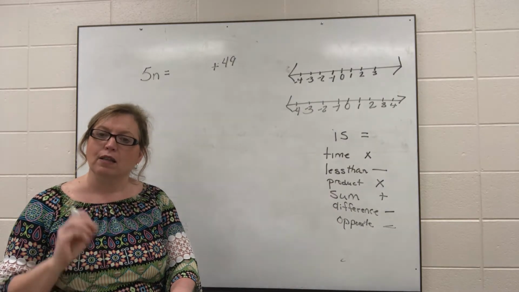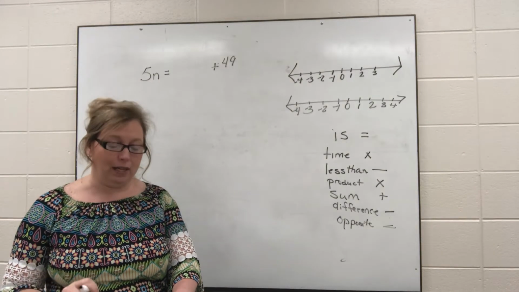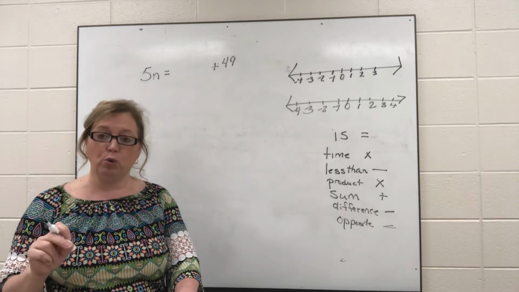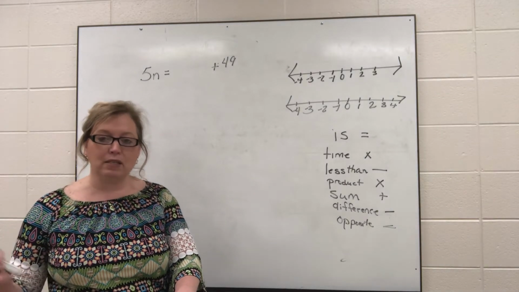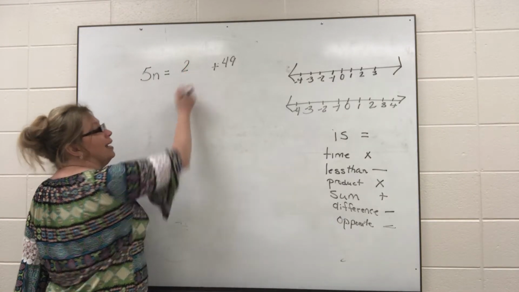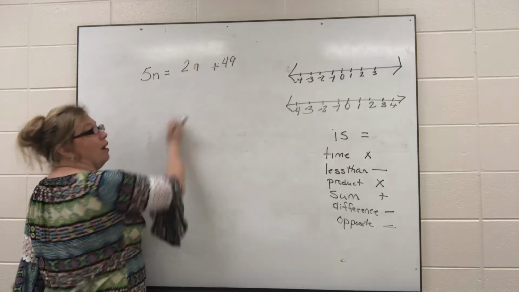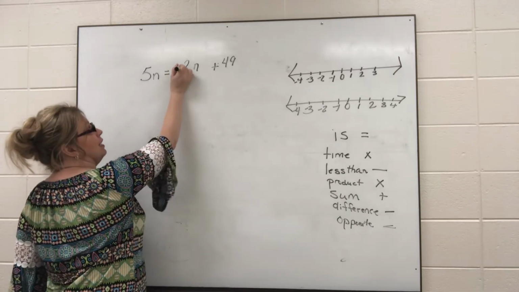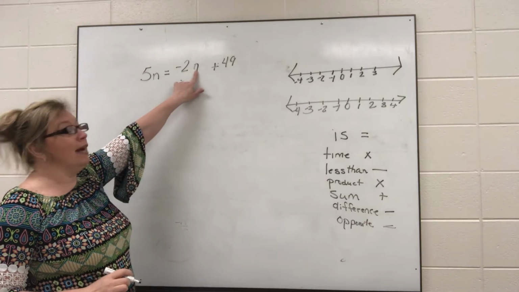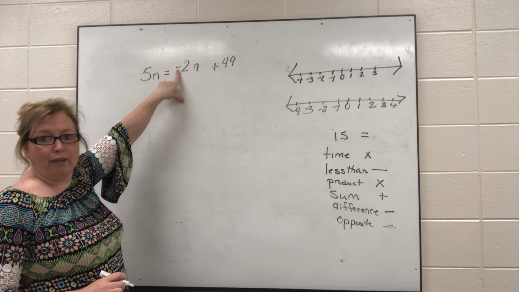Product means the answer to a multiplication problem. So we're going to have to multiply something. It's greater than the product of 2 and the opposite of the number. So I need to multiply 2 and the opposite of the number. Well, the number is n, right? And opposite makes it negative. So I said the product of 2 and the number, and that number had to be the opposite. That's where my negative came from.